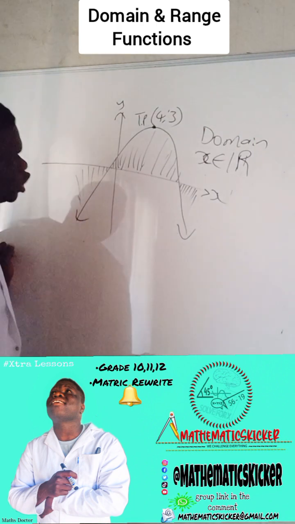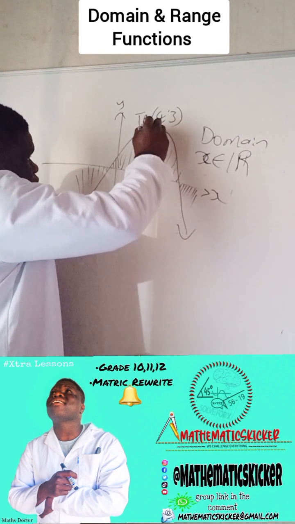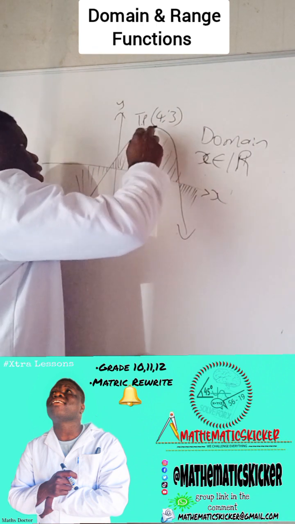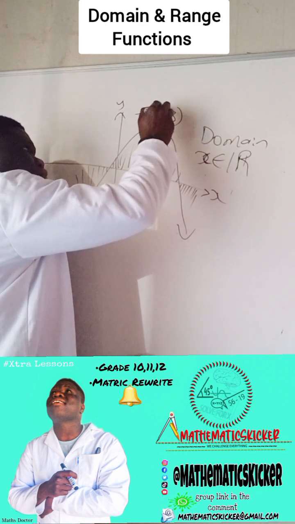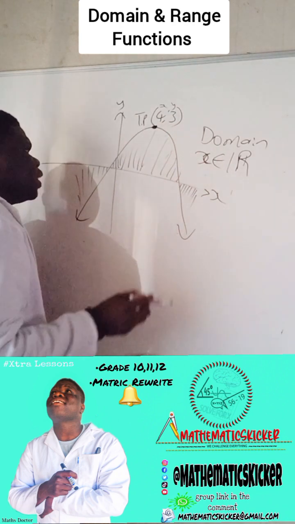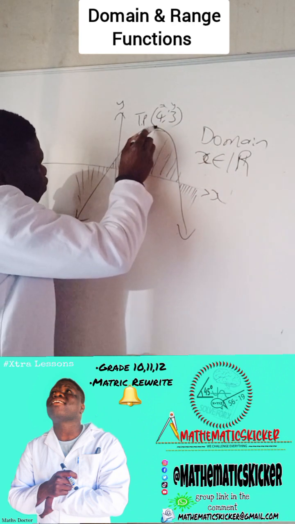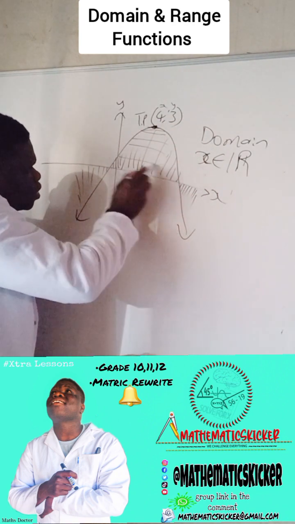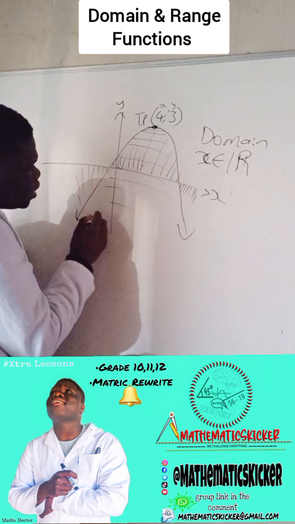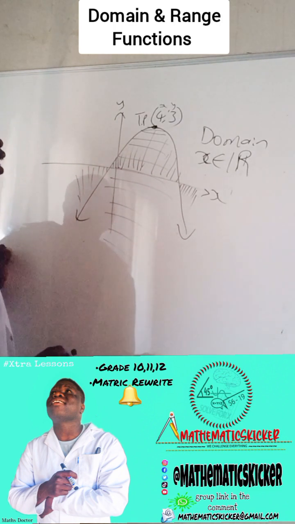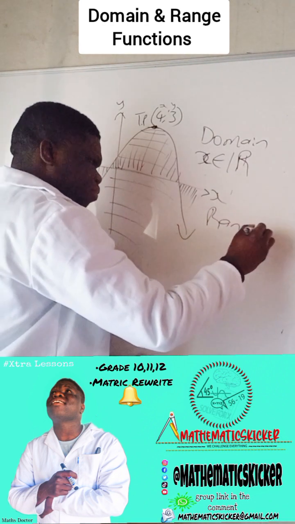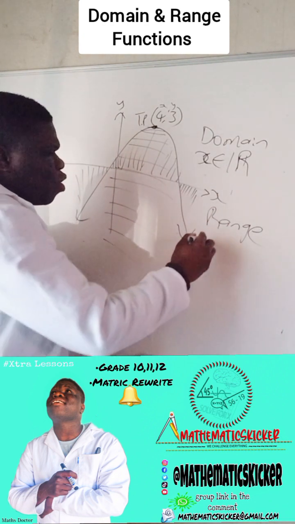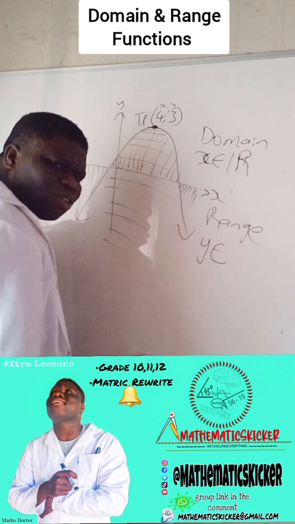What about the range? The range starts from here. It means what is the y value here? The y value is 3 here. It means they start from here at 3, going down. You see? They are going down. How do we write a range in this case? We say the range in this case, y is the element of what?